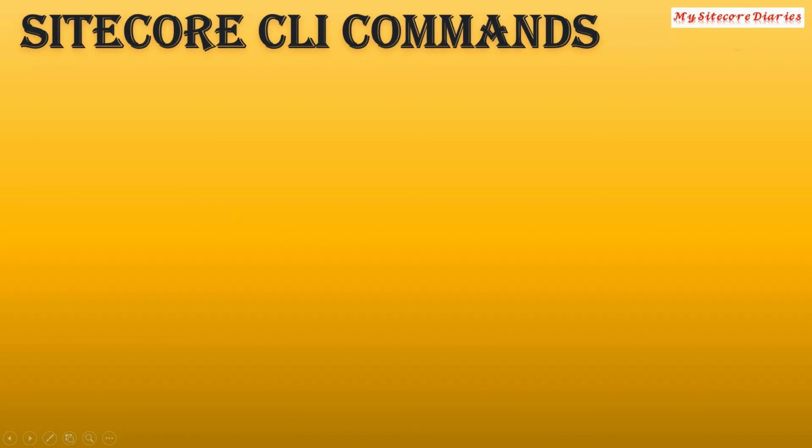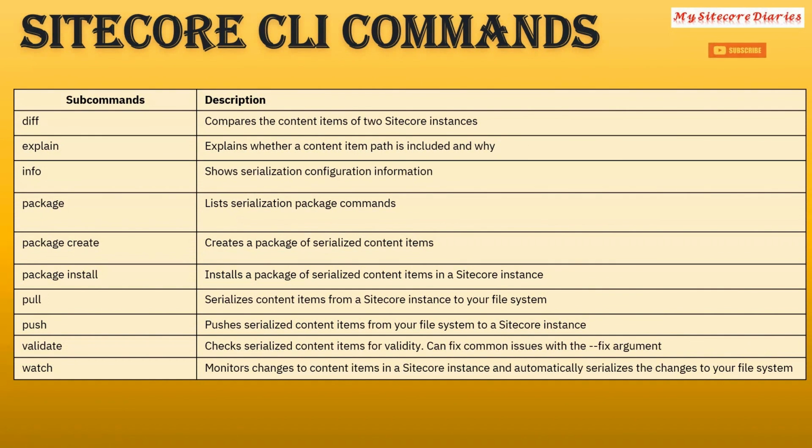Like here, if you want to compare two items, you have to use a diff command. If you want to know why an item path is included, that is for explain. For the serialization configuration info, you want to use info. If you want to see the list of serialization package commands, then you can go for package. If you want to create a package, then you have to use package create. If you want to install the package, you have package install.